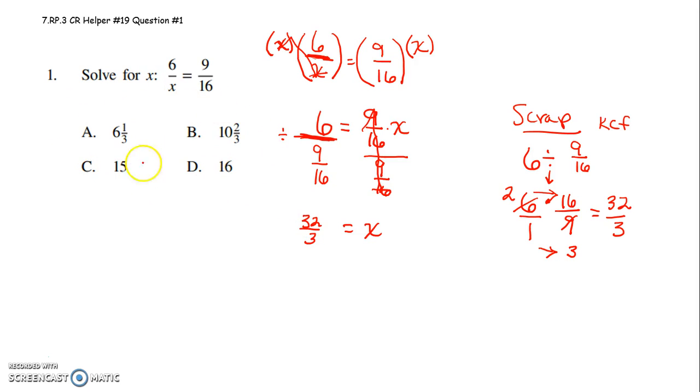But I look here, and none of these answers are 32/3. Okay, so that means I have to simplify this further. I have to bottom out. I have to take 32 divided by 3. So now I have to take 32 and divide that by 3.